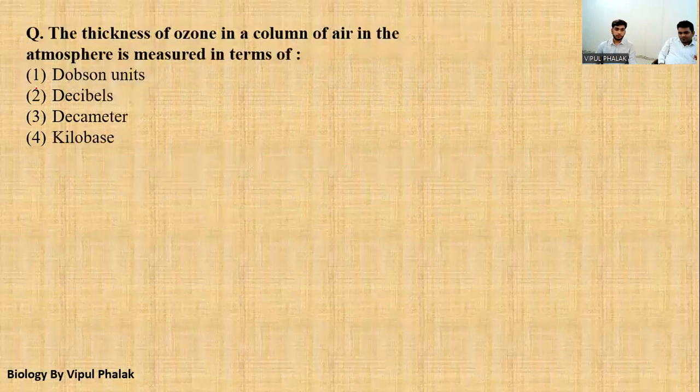The thickness of ozone in a column of air in the atmosphere is measured in terms of. This is a straightforward question. You have to remember that the ozone column in the atmosphere is measured by option C.